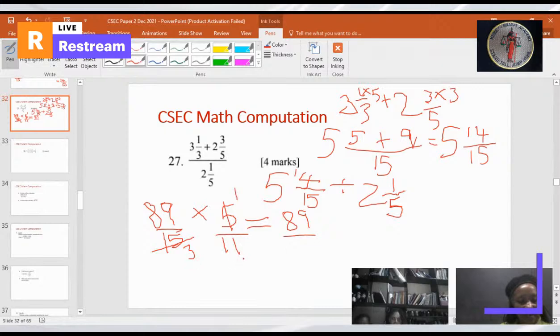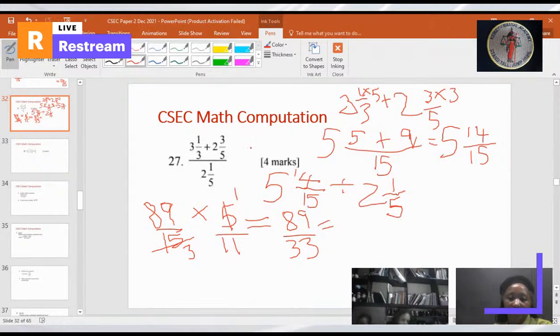3 times 11 is 33. All right, so how many times can we get 33 from 89? Let's retrace, because if this was 99 it would go exactly 3 times. I wonder if we made some kind of error somewhere. Let's retrace our steps just to make sure.